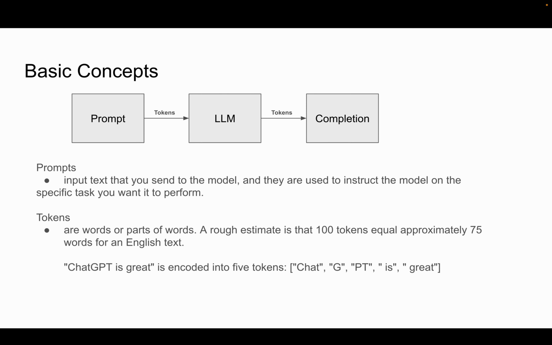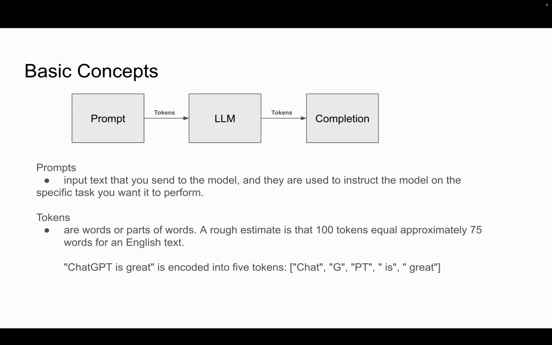So here are some basic concepts of the large language model. The user gives prompts to the large language model, and the large language model predicts the tokens for you. So what is a prompt? A prompt is the input text that you send to the large language model. So it's like you program the large language model to instruct the model to do something for you. And then the large language model will output the tokens.